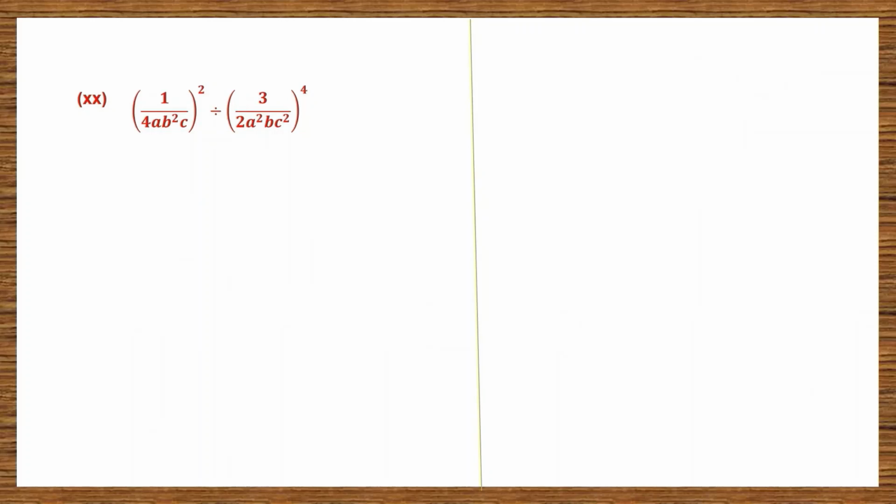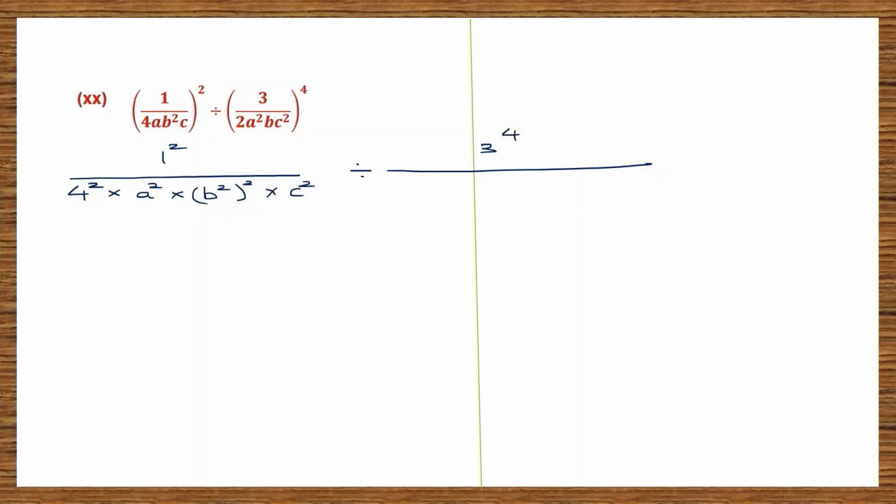Question 20. So this is 1 raised to the power of 2 and each one inside also raised to the power of 2. That is 4 is raised to the power of 2 into a is raised to the power of 2 into b square is also raised to the power of 2 into c is raised to the power of 2. Divided by, we have 3 here and here 3 is raised to the power of 4 and everything in the denominator is also raised to the power of 4. 2 to the power of 4, a square to the power of 4, b to the power of 4 and c square to the power of 4.